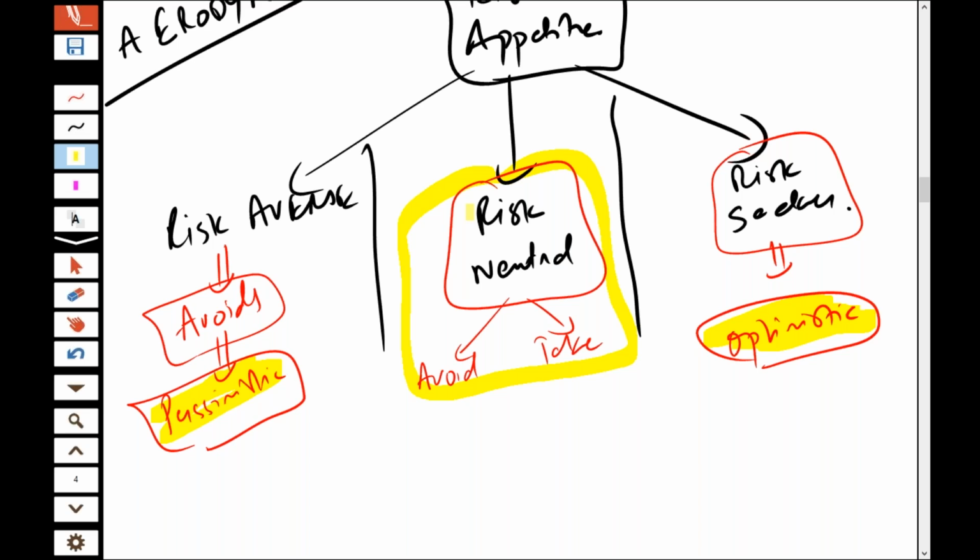Now let's move on and discuss further. So basically, these are the three different types of risk appetites. You could either be risk averse, risk neutral, or a risk seeker.